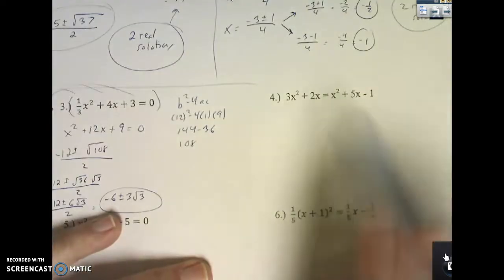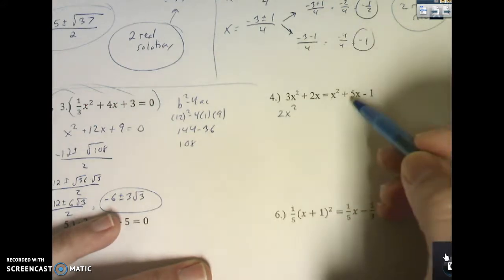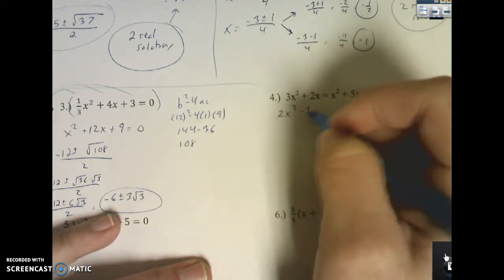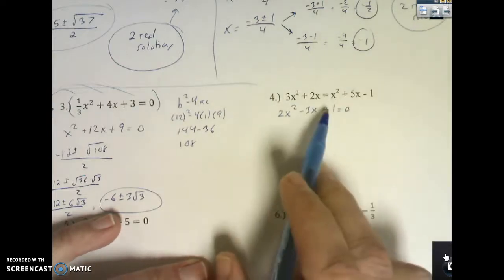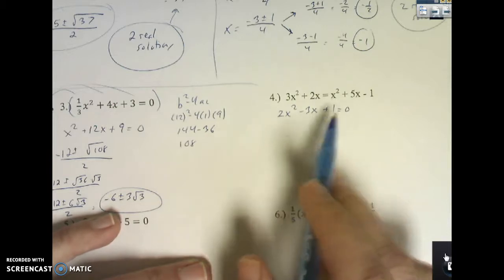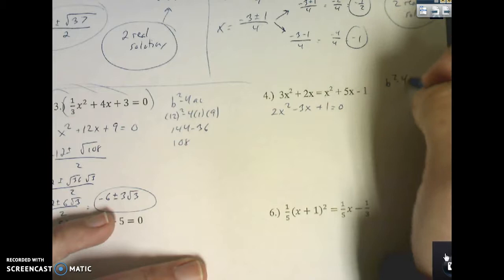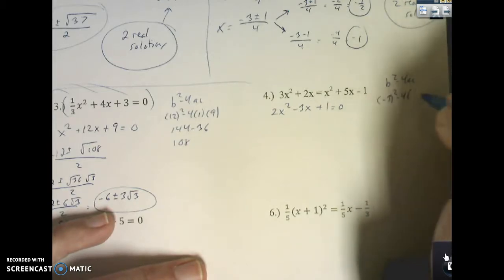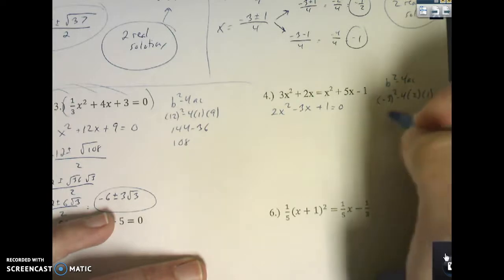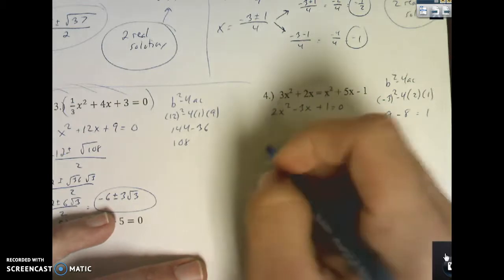Number 4. Get everything on one side. Subtract x squared over to 2x squared. Subtract 5x over to minus 3x. Add 1 over to plus 1. I chose to subtract x squared over instead of subtracting 3x over because I want to make this positive. Same routine. Negative 3 squared minus 4 times 2 times 1. 9 minus 8. Again, there's a 1.